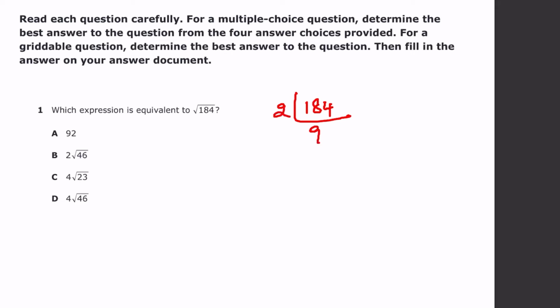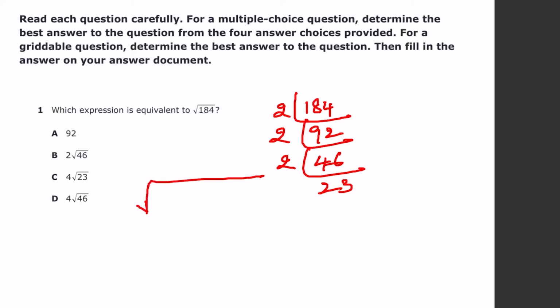2 9s are 18, 2 2s are 4, 2 4s are 8, 2 6s are... 2 2s are, 2 3s are. So now you can see, even all these under the root, if you write it, root of 184 can be written as 2 into 2 into 2 into 23.